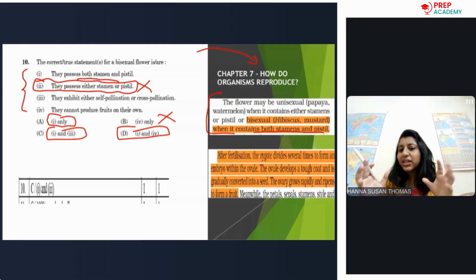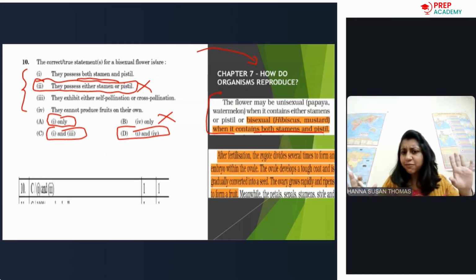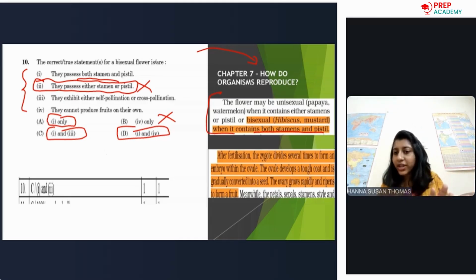Either. What is the meaning of either? Either self-pollination or cross-pollination. Okay, there is only one chance. That's the whole meaning of this particular statement. So either self-pollination can happen or it can have cross-pollination. Is it true? It's true, right?